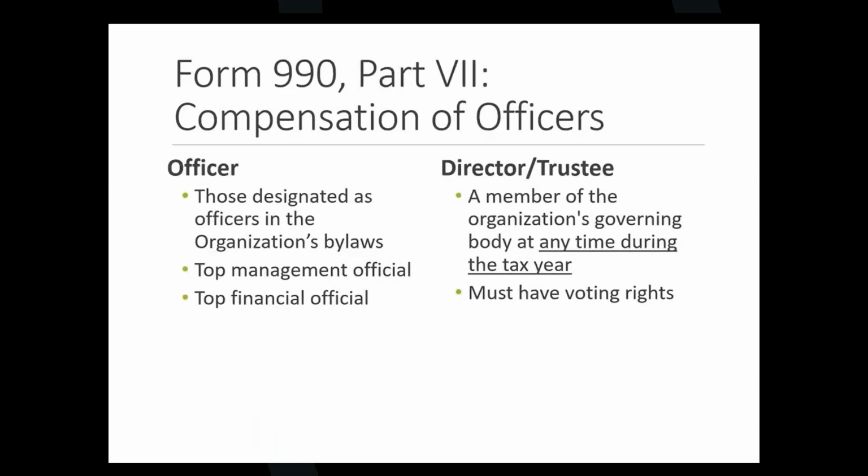So first, what is an officer for the Form 990? Those would be individuals designated as officers in the organization's bylaws. So that would typically be the president, the treasurer, or the secretary. Also, at a minimum, the organization's top management and top financial officials should be considered officers. One thing to note is that this could be the same person. So for smaller organizations, this could be just the executive director filling in both of these roles.